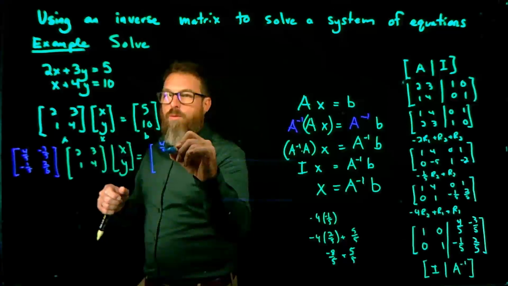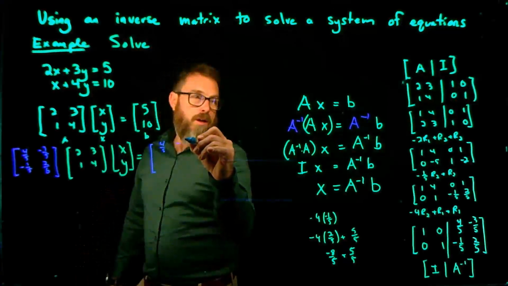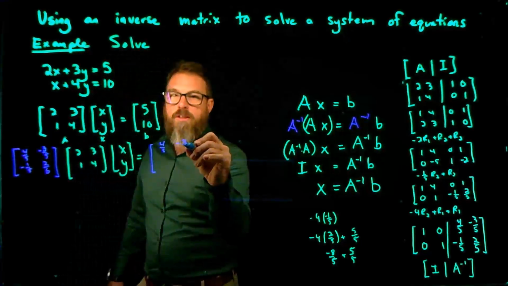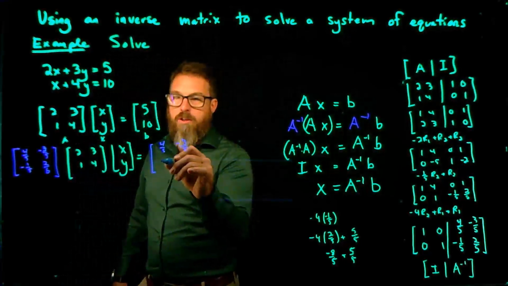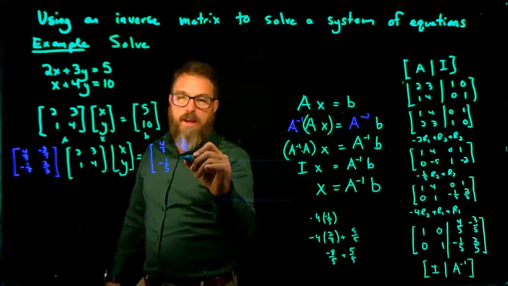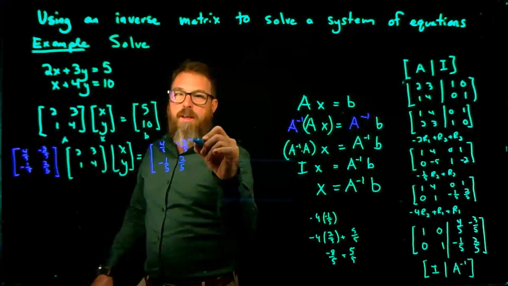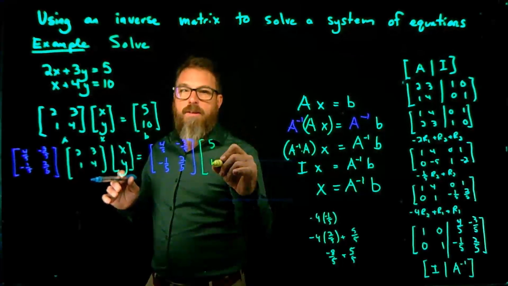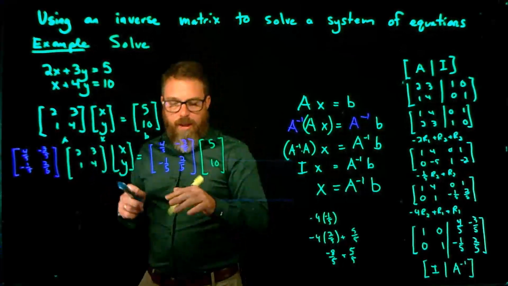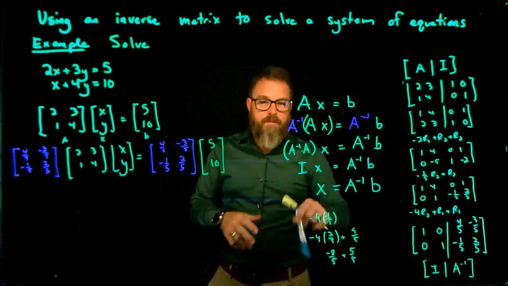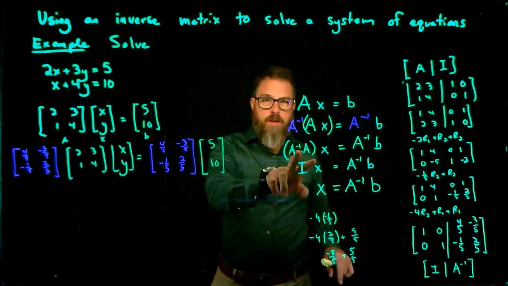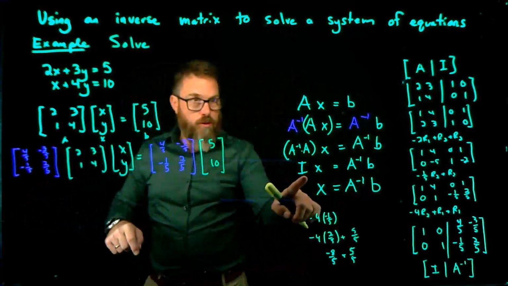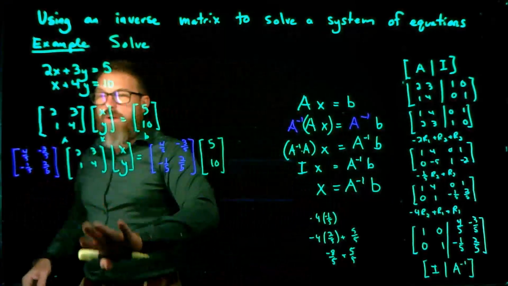So 4/5, minus 3/5. Let's make that look prettier. There you go. Minus 3/5. Minus 1/5. And then 2/5. And then we're going to multiply it by this 5, 10. Okay. Now, I'm not going to do this step here. I'm just going to multiply A inverse times A. I really just want to verify when I multiply these two things, I do indeed get the identity, and then we know that we're going to get x back.